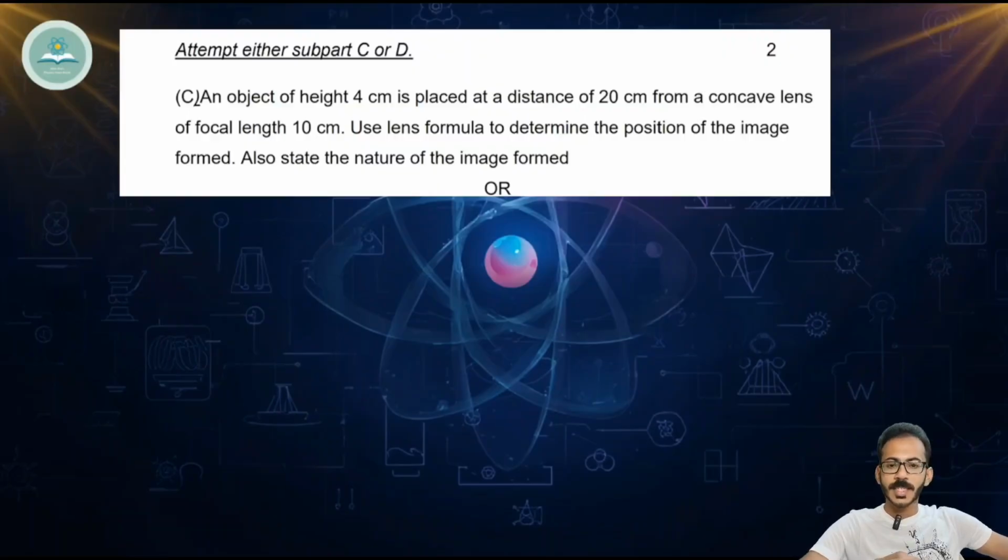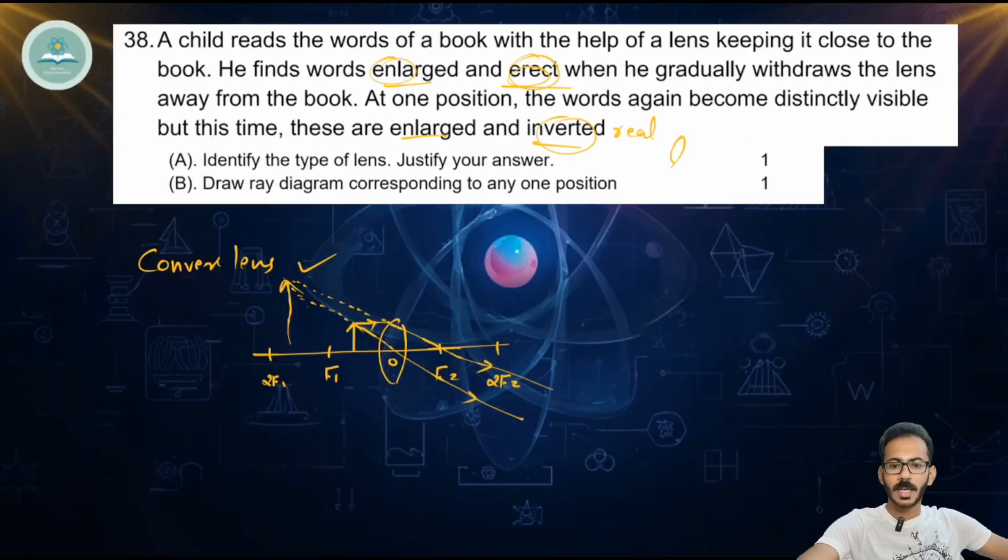So for this question we have a subpart as well, A, B, C or D. So in question number 38, for the subpart C, we'll have an option. A and B are compulsory, but C part is not compulsory, it's optional. Either C or D, it's our choice.